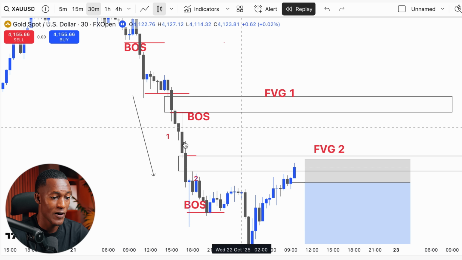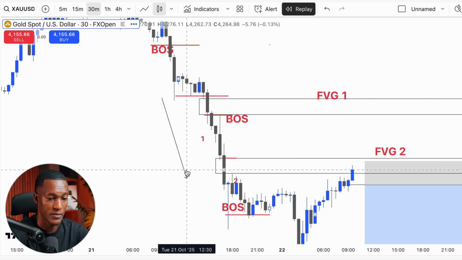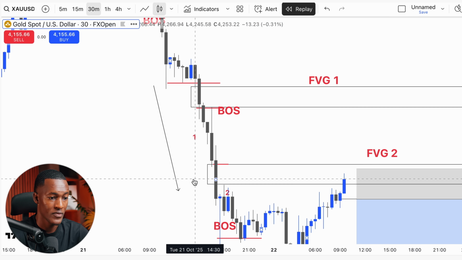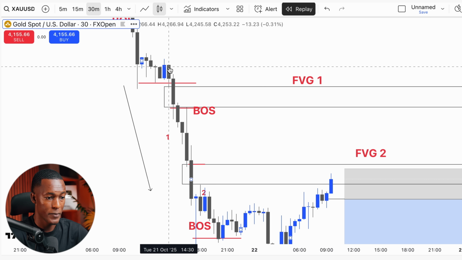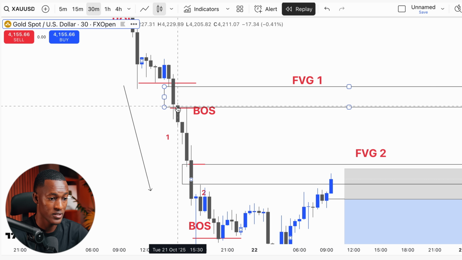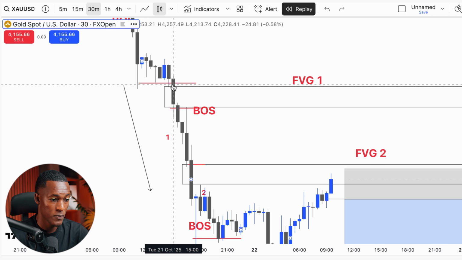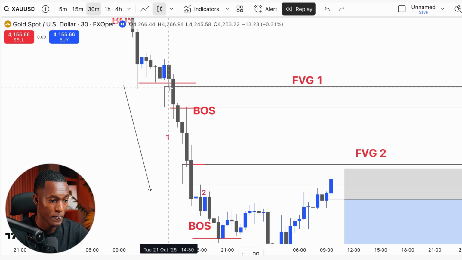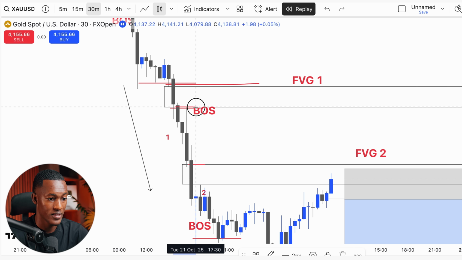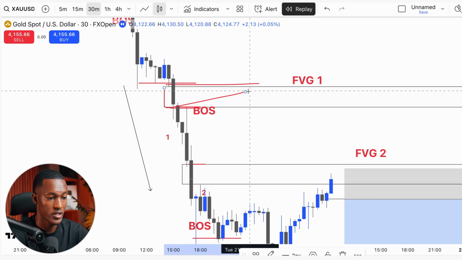Furthermore, let's go ahead and now identify these fair value gaps, okay? So just go over here and let's see. We have a bearish candlestick, we have a bearish candlestick, and then we have another one. So yep, we have this as a fair value gap, and it's valid. So we have this over here and then this, and that's how I got to draw this level here.